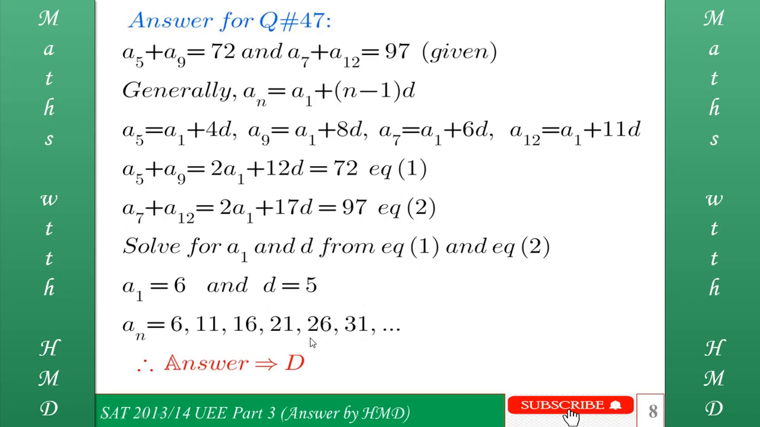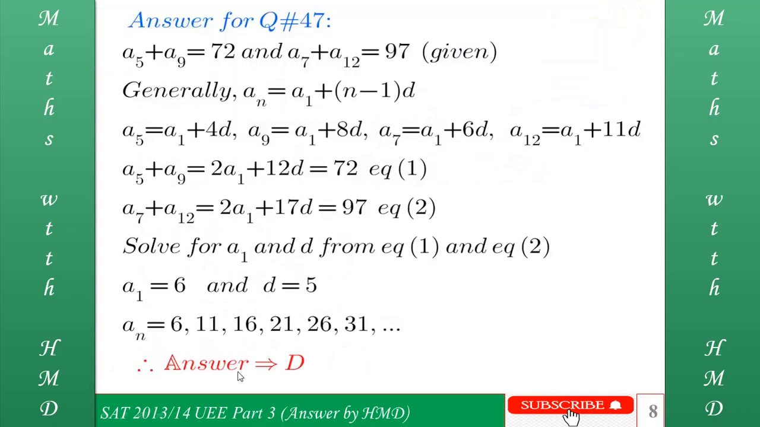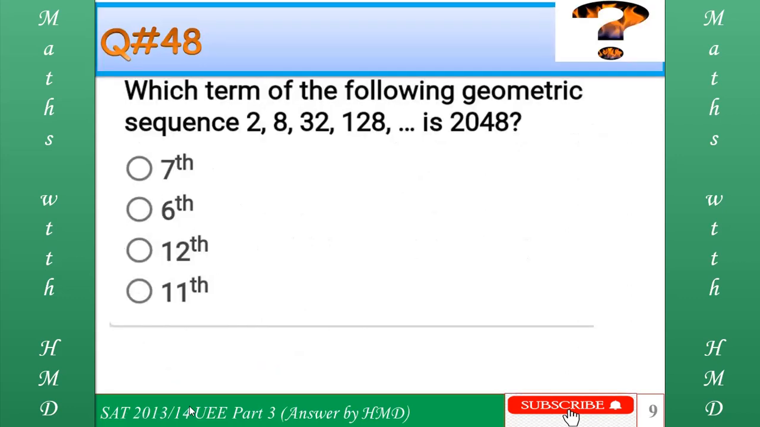This is the expression which is going to be the arithmetic series given by a5 plus a9 is equal to 72 and a7 plus a12 is equal to 97. So the answer is going to be D. I hope you got the answer. Let's continue with the next question, which is question number 48.